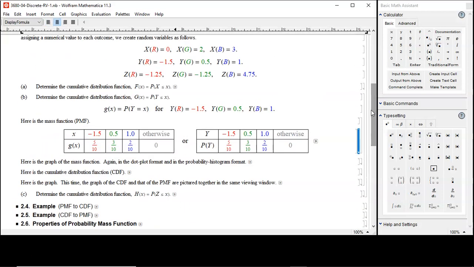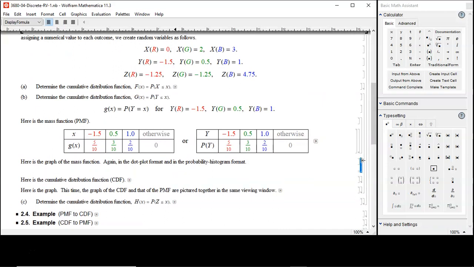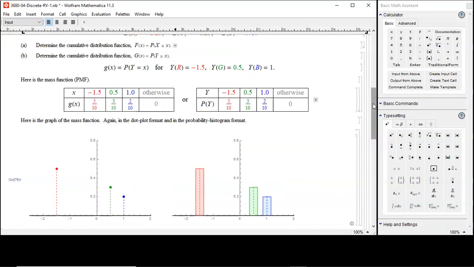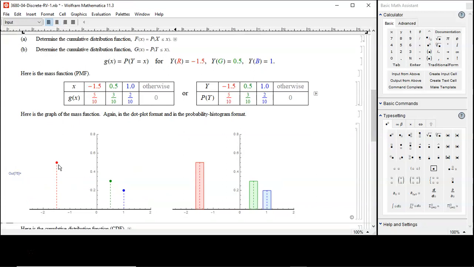Now, how about the graph of the mass function? Here's a probability mass function with this graph. Probability 5/10, 3/10, 2/10. Those are the heights. And the locations of these dots are negative 1.5, 0.5, 1.0 respectively. Or equivalently, we can draw rectangles here with the same width and non-overlapping. Which do I prefer? I prefer the dot plot expression over the probability histogram format. I prefer this one, but this one is not wrong either.